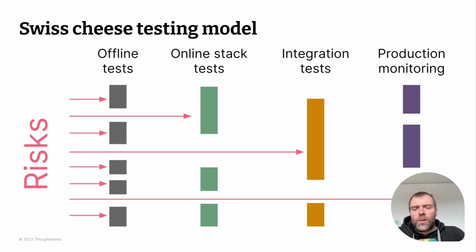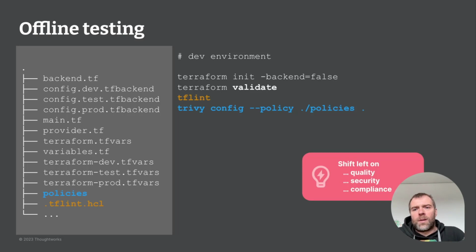So let's go through those testing layers one by one and see how we can implement them. Let's start with the offline testing. In this sample folder structure you see here, we have now two new folders or files. The one is the policies folder that contains policies as code, and the other file is a config file for Terraform linter.